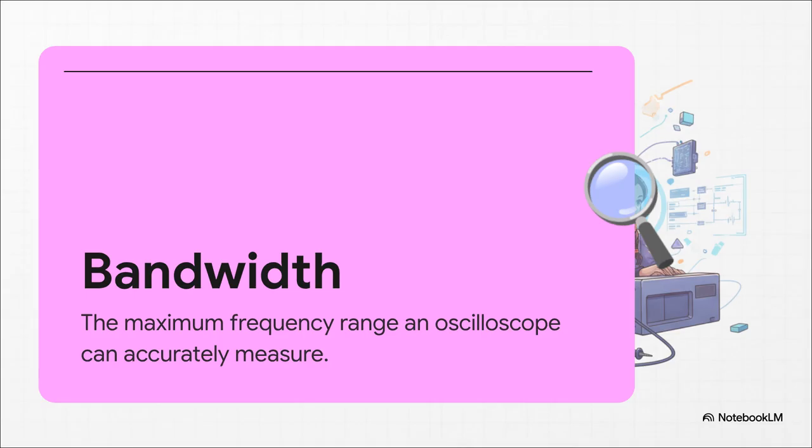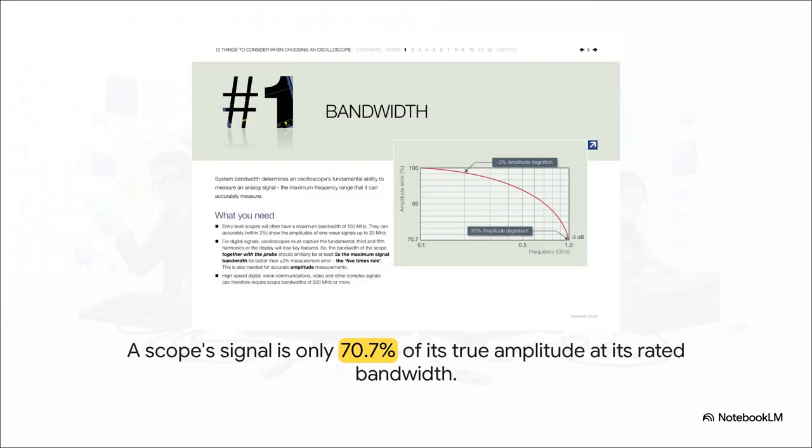But, and this is a huge but, there's a catch. Check this out. See that point on the graph, the one labeled -3 dB? That is the scope's official rated bandwidth. But look at what's actually happening there. At that exact frequency, the signal you see on your screen is already down to just 70% of its real-world amplitude. Let that sink in for a second. That's a nearly 30% error. The scope is already lying to you, big time, right at the number it advertises on the box.